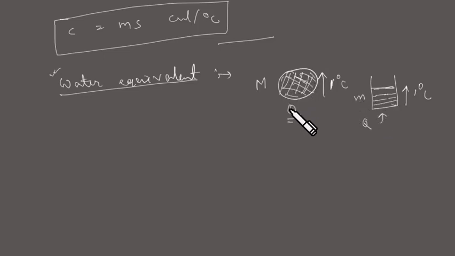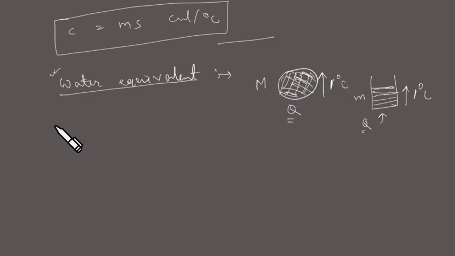So, what is the definition here? The definition is the amount of water, of course the mass of the water, given by the mass of the water m. The water equivalent is the amount of water whose temperature is increased by 1 degree Celsius by an amount of heat which increases the temperature of the body by 1 degree Celsius.